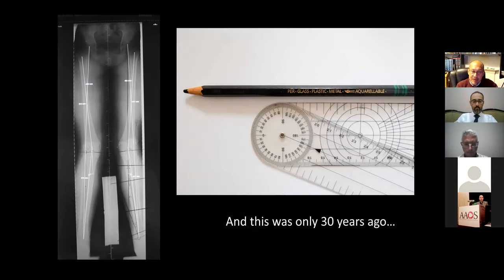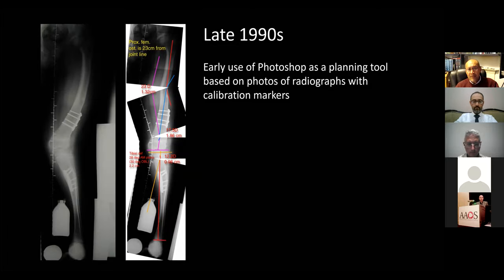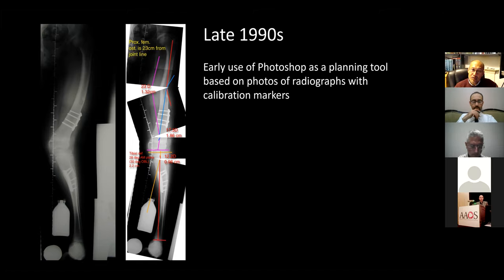Now, this is something many of the speakers in this symposium will remember: drawing lines on plain films, using tracing paper and cutting tracing paper and moving those outlines of the bones to get a simulation of correction. And this wasn't very long ago, this was 30 years ago. But since then, we've had a digital revolution. In fact, from the late 1990s, a popular image manipulation software program, Photoshop, introduced a ruler tool, which allowed you to measure distance on an image, and it allowed you to measure angles.